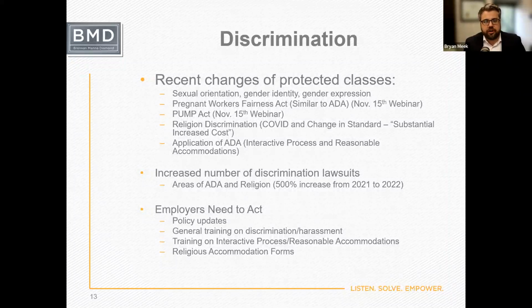That's just not something we're going to do, despite that employee having a disability that they need to go see the doctor for. So we're seeing a substantial increase in litigation. I think on here, again, I have as a second bullet point, we've seen a 500% increase in ADA and religious discrimination cases just in the last 2 years.